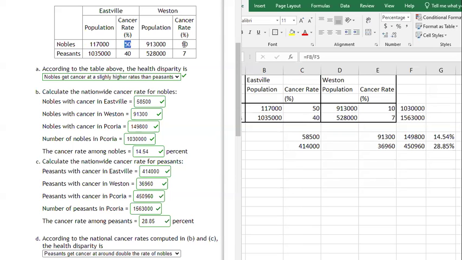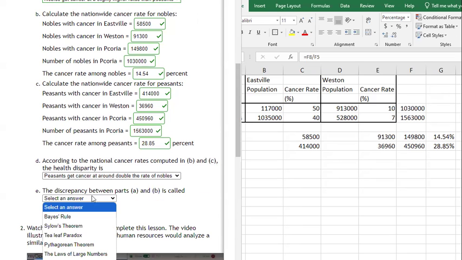So the weighted average of 50 and 10 is pulled to the 10 because of this. This is so much larger than that. This is almost 9 times larger than that. So of course, the weighted average of 50 and 10 is going to be closer to the 10, which it is, right? Now this weighted average is closer to the 40. The skewing is not quite as large, but this weighted average is going to be closer to the 40. Why? Because there's a lot of peasants in Eastville, almost double the peasants in Weston. It's called Simpson's paradox.